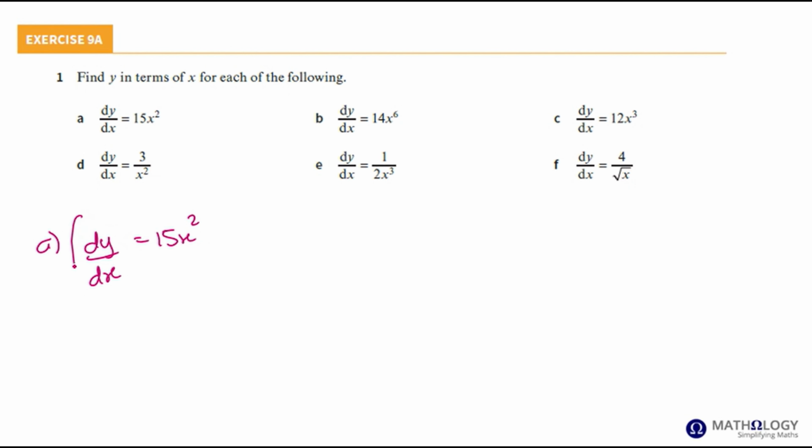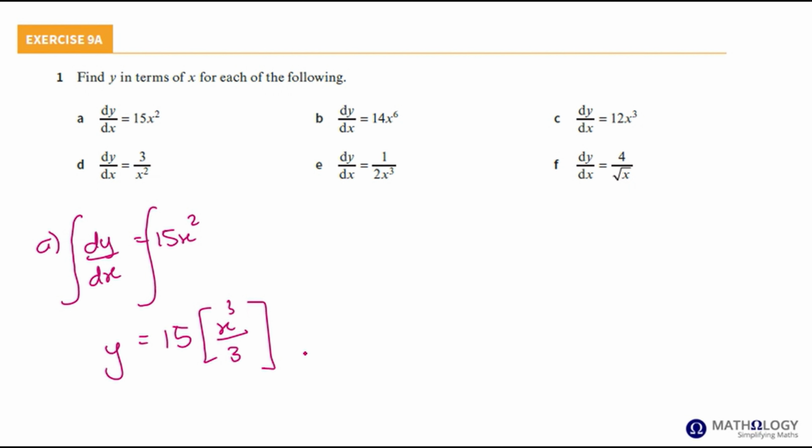So we'll be integrating these expressions. The integral of dy dx will give us the function y. The integral of 15x squared: 15 is a constant, so we can pull it out of the integration. And since we are performing the reverse of differentiation, we add 1 to the exponent, so we'll have x to the 3, and we divide by this exponent. So we add 1 to the exponent and divide by the new exponent.